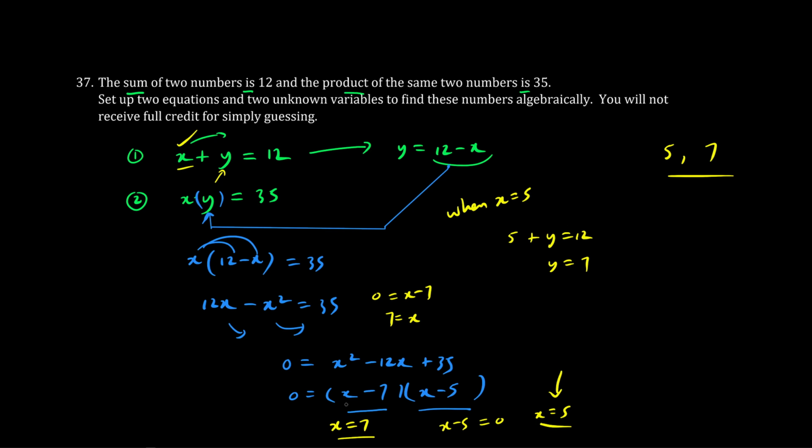On the other hand, if we said that x is 7, let's see what happens. Suppose this x value is 7. 7 plus y equals 12. So therefore, y equals 12 minus 7, which is 5. So when you say that the possible two numbers are 7, 5, it's kind of the same thing as saying 5, 7. So hopefully you can get this solution using algebra, or perhaps you can even guess. What plus what is 12, but multiplies to be 35.